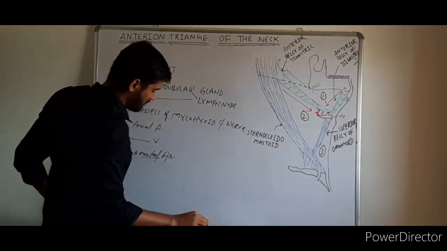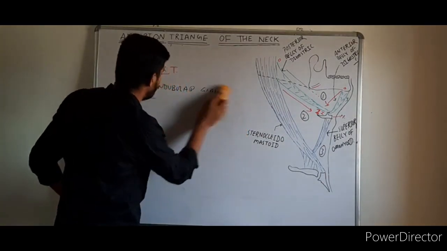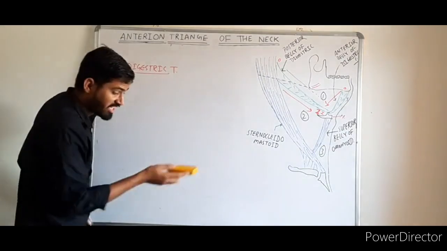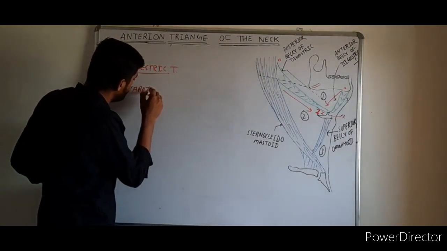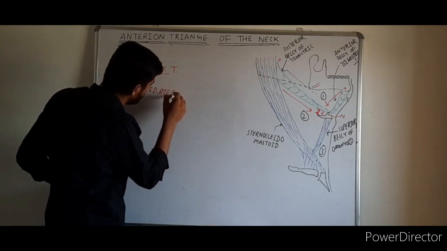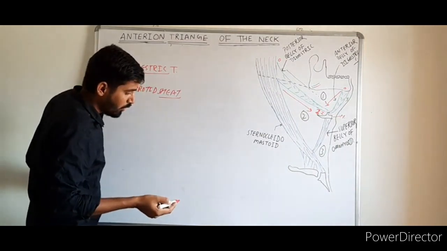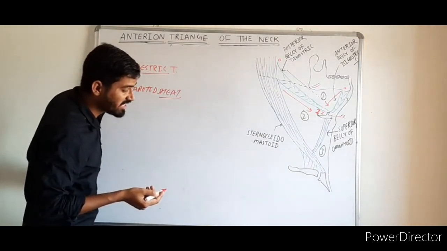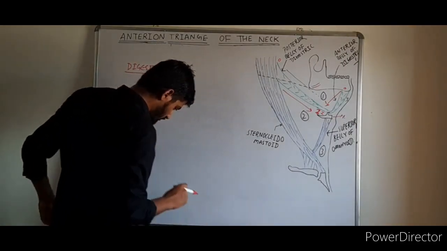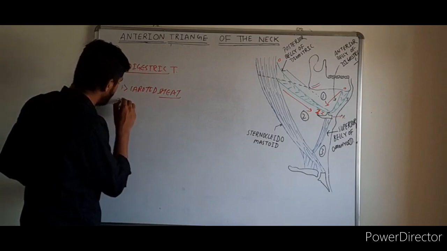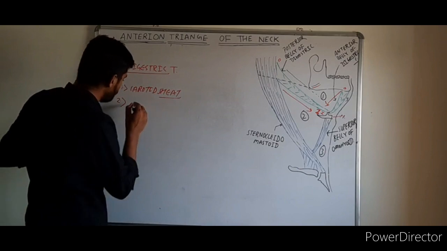In the posterior part, what? Tell me the content of the digastric triangle in the posterior part. That is the carotid sheath, and its content. Now, the structure between the internal and the external carotid artery. Remember here.